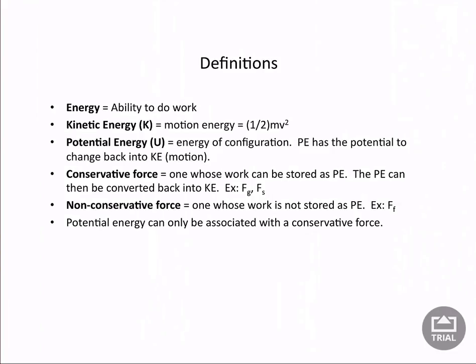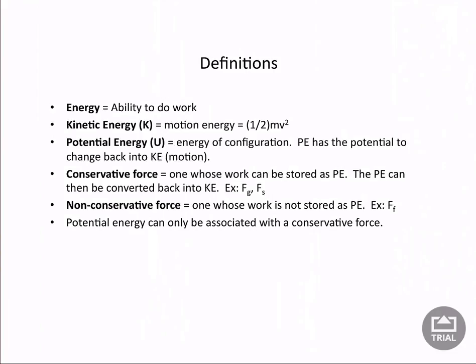Kinetic energy, which we'll represent with a capital letter K, is the energy that an object has because it is in motion. We talked about this one already. It's equal to 1/2 mv squared. The second type of energy that an object can have is potential energy, which we will represent with a capital letter U. And this is the energy of configuration. We're going to talk about two different types of potential energy: gravitational potential energy and spring potential energy. In either case, potential energy has the potential to change back into kinetic energy, or the kinetic energy of motion.